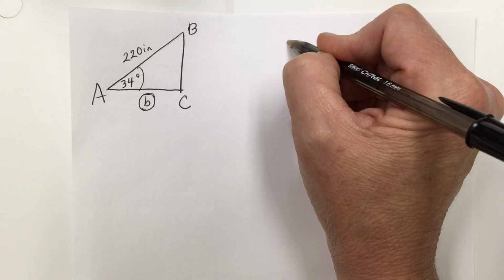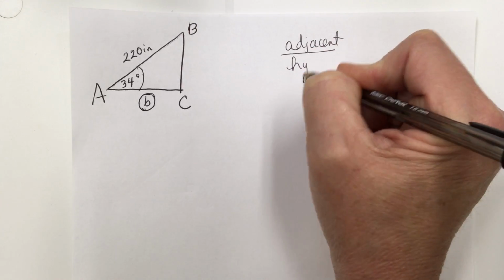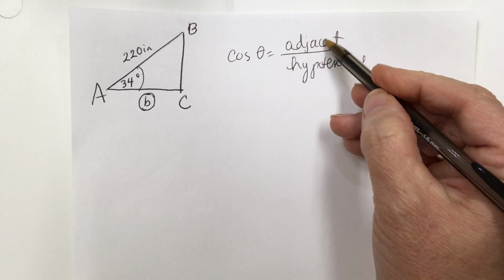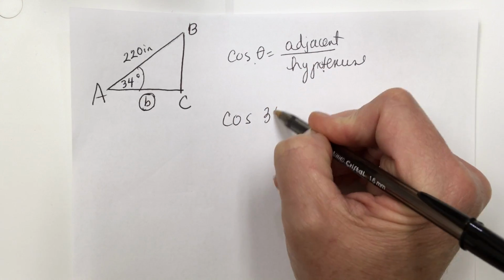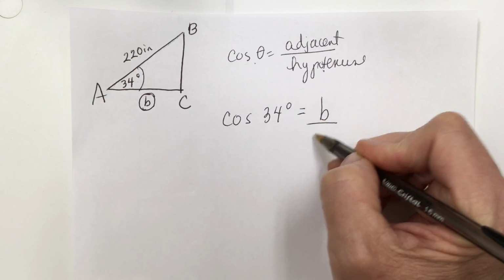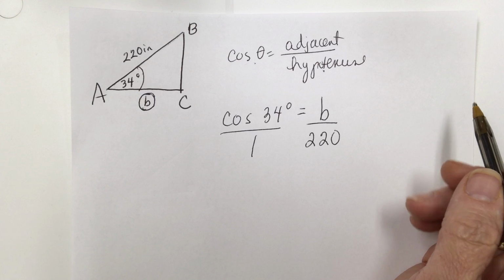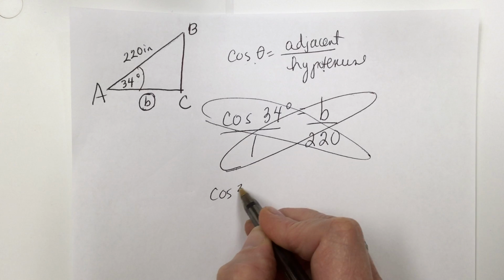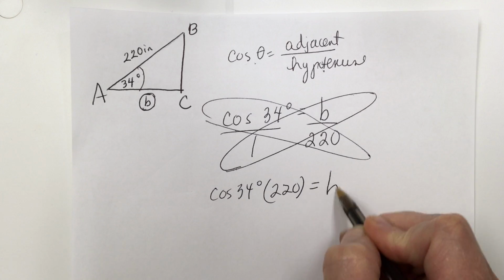So what trig function involves adjacent and hypotenuse? Well, that is going to be cosine. Cosine of theta is adjacent over hypotenuse. So we're going to use cosine. So cosine of 34 degrees equals the adjacent side B over the hypotenuse, which is 220. I have a proportion. Let's cross multiply. That is cosine of 34 degrees times 220 equals B.